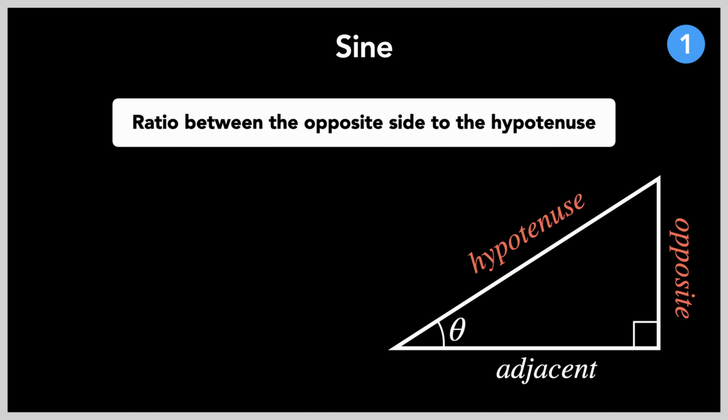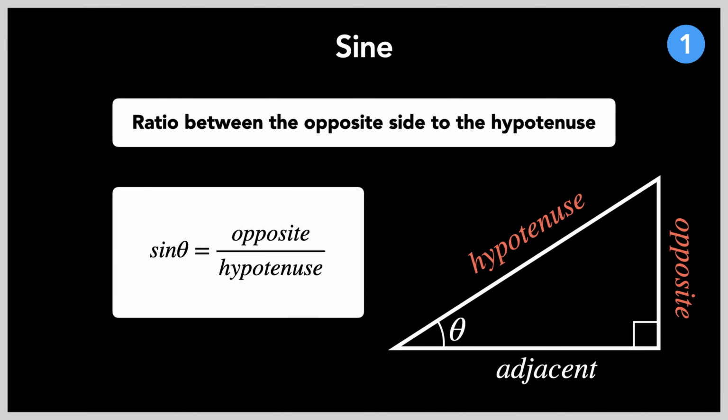Now, to our first function, sine. Sine is the ratio between a triangle's opposite side to its hypotenuse. If theta is one of the acute angles, the rule that stays constant defines the sine of theta as being equal to the length of the opposite side over the hypotenuse.